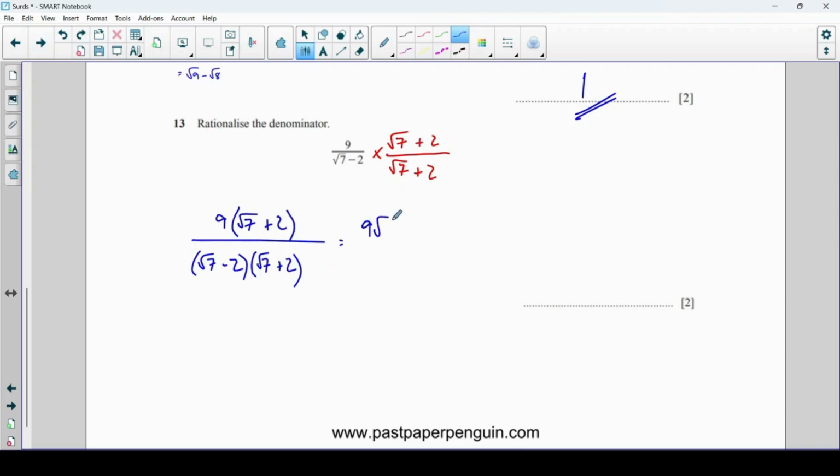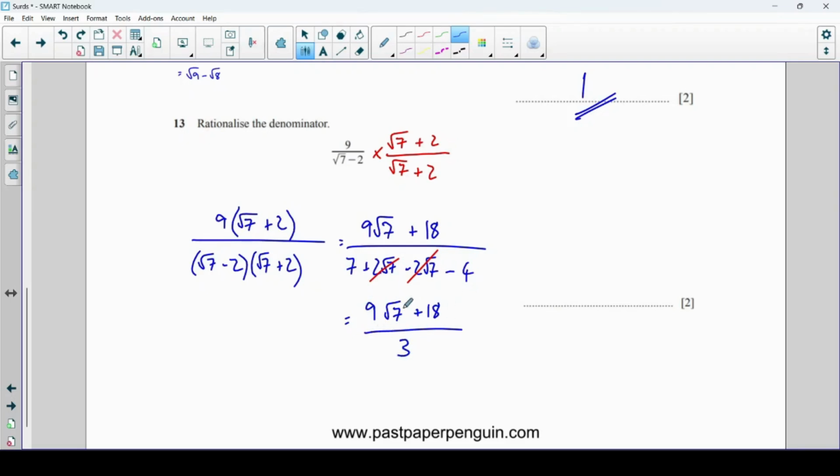So on the top we get 9 root 7 plus 18, expanding those brackets. On the bottom, root 7 times root 7 is root 49, or 7. Outsides we get 2 root 7, insides we get minus 2 root 7, and lasts minus 2 times plus 2 is minus 4. The middle terms cancel out again on the bottom, and on the top we get 9 root 7 plus 18. And on the bottom, 7 subtract 4 is 3.